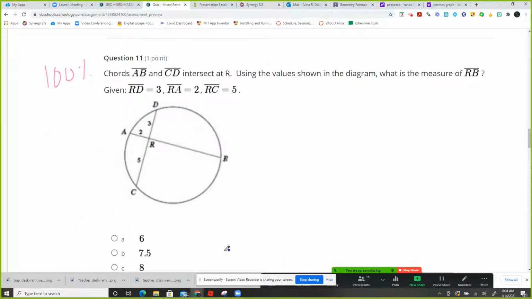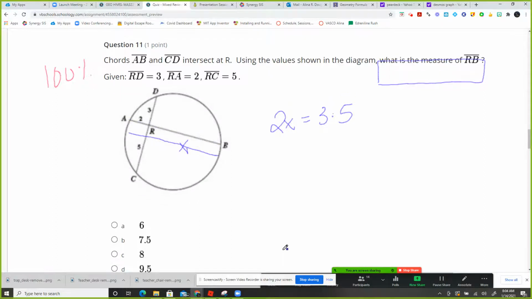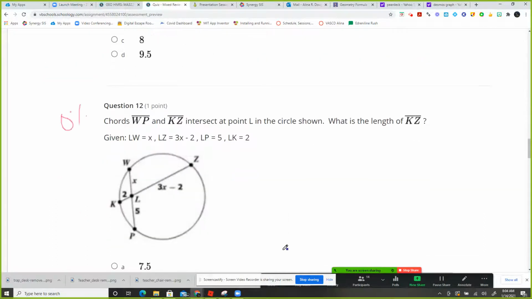Okay. 100%, yay! There's no x here, so we're looking for RB. That is our variable. That is what we're looking for. Multiply your two pieces together. So 2 times x equals 3 times 5, and you should get your answer. Nice work on that one.